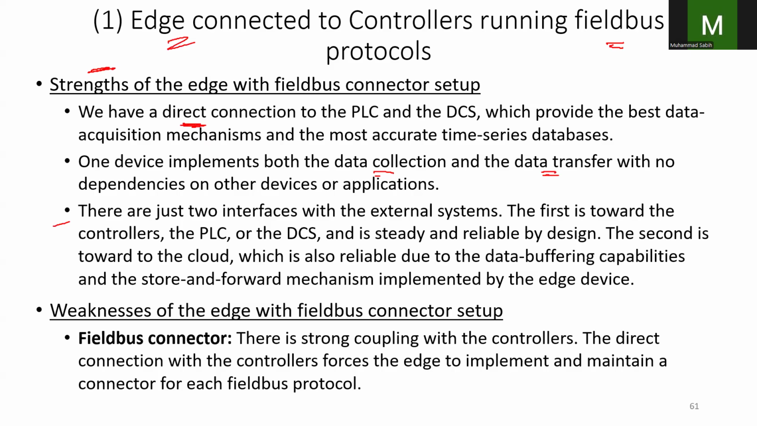And the third point is that the architecture has only two primary interfaces. One interface to the PLC or DCS, and the other to the cloud, which simplifies the communication and improves the stability. So it is more stable and more reliable, especially when we combine it with store and forward buffering.